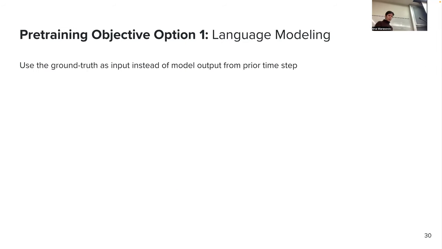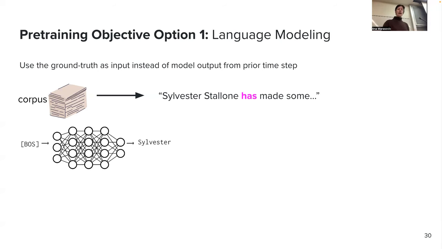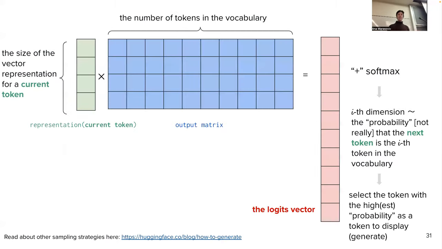Okay, so let's move on. Pre-training objective number one, as we said, language modeling. We have seen this. We have a corpus, and we sampled some text. For example, we sampled a Wikipedia article or an IMDb movie review that is available on the web. And all we are trying to do is predict the next word, as we have seen before. That's all we are doing.